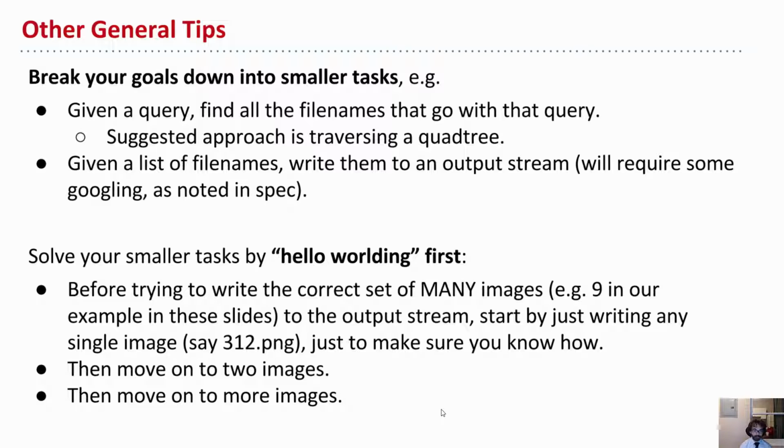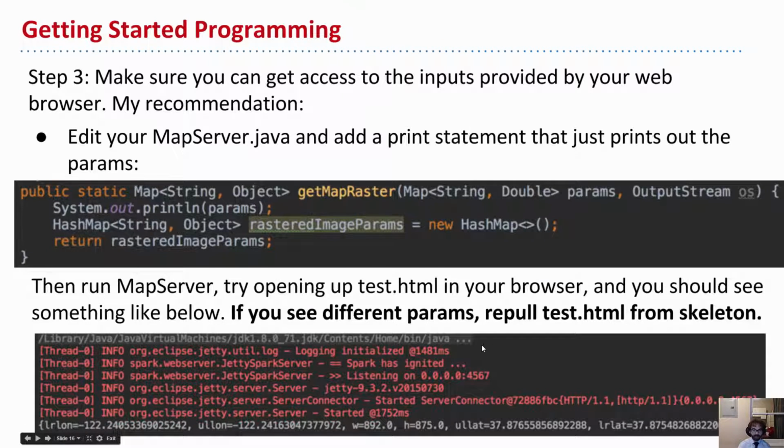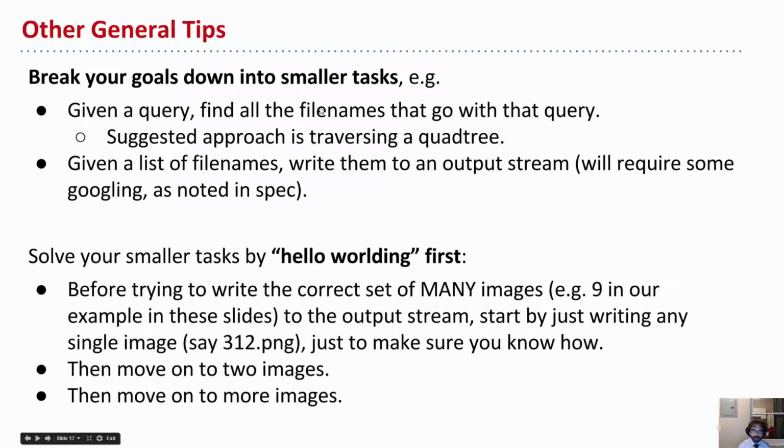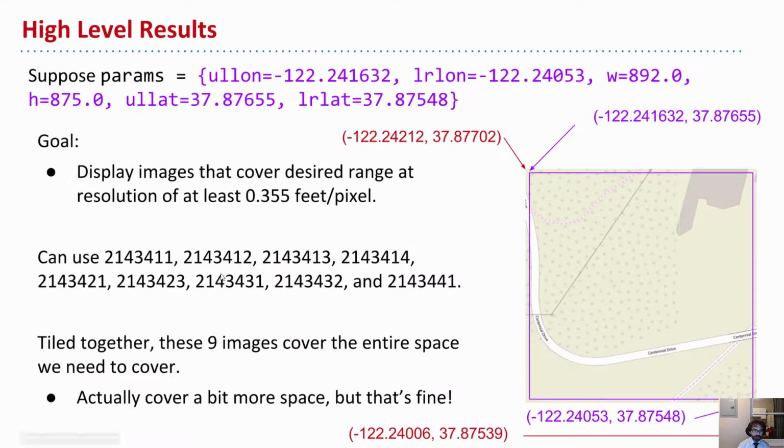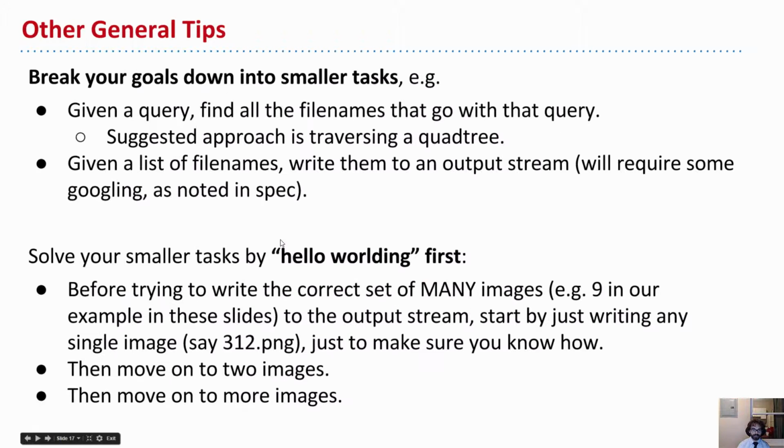So given a query, what do I mean by that? A box, right? Someone gives you a query. This is the box here. You need to find all the file names that go with that query. In other words, you need to write the code that, given this box, gives you these 9 file names in this case. Okay? That's an example of something you can do. You can write a helper method that, given a query box, returns a list of file names, something like that. You can even test it against the example in this video and make sure it works.